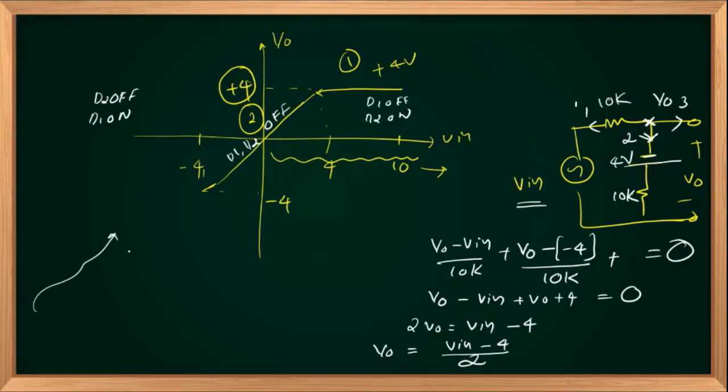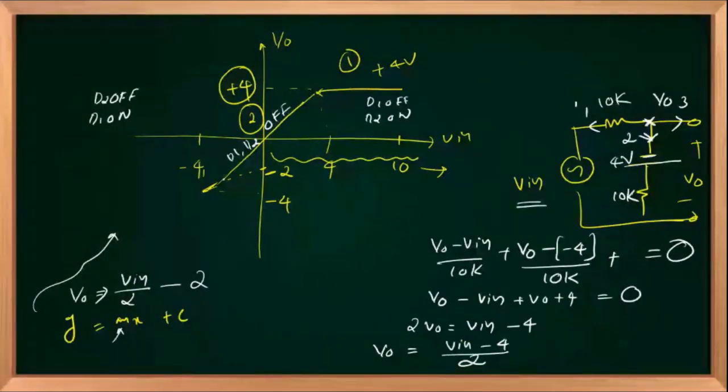So in this third region, my output is proportional to my input. That's equal to V in by 2 minus 4 by 2, which is minus 2. So this is of the form y equals mx plus c. Your y-intercept is nothing but minus 2, and the slope is 1 by 2. Here the slope was 1 because V out was equal to V in. Now the slope becomes flatter, slope is 1 by 2, and the y-intercept is at minus 2. Right?